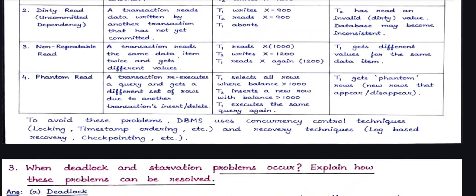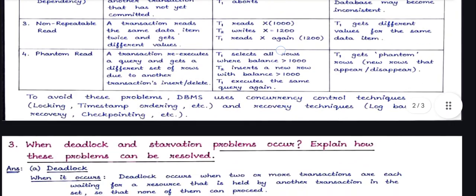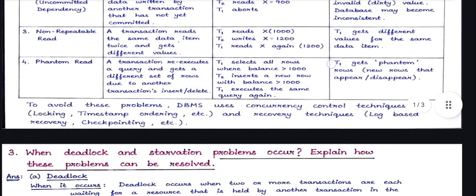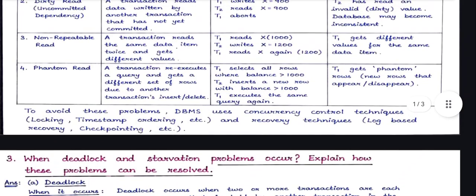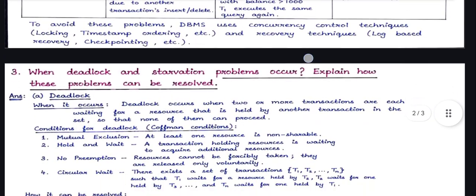Phantom read: a transaction re-executes a query and gets a different set of rows due to another transaction's insert or delete. T1 selects all rows where balance is greater than 1000. T2 inserts a new row with balance greater than 1000. T1 executes the same query again and gets phantom rows, new rows that appear or disappear. To avoid these problems, the DBMS uses concurrency control techniques like locking, timestamp ordering, etc., and recovery techniques like log-based recovery.